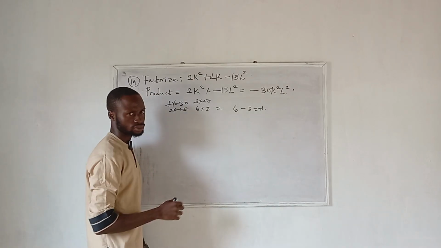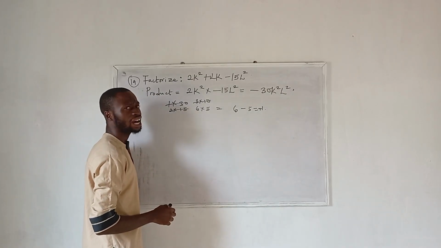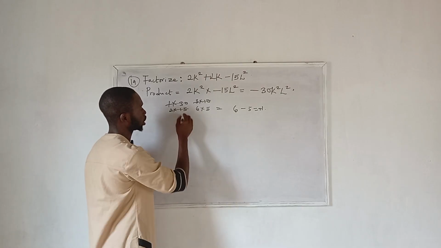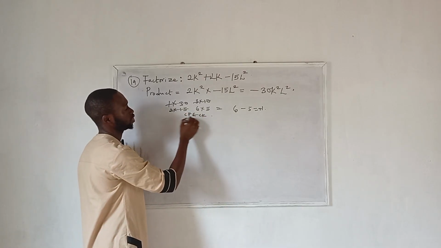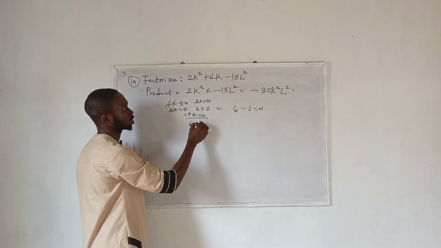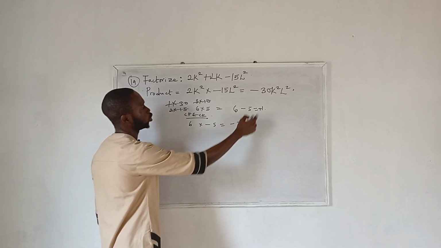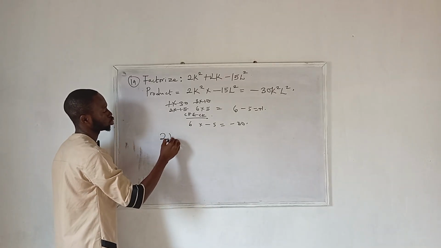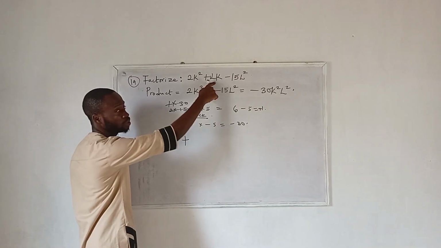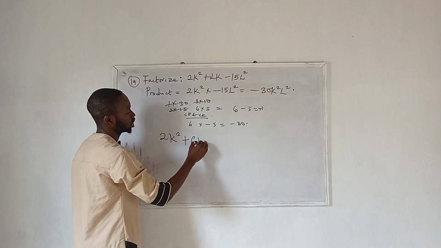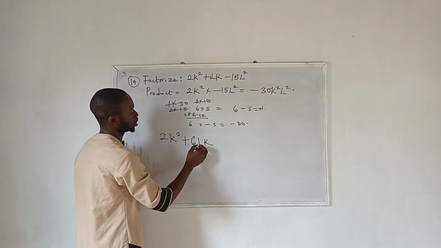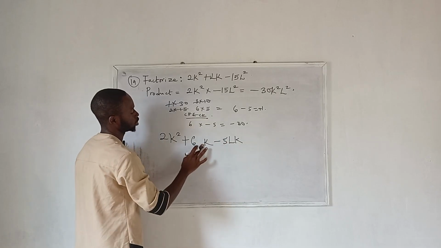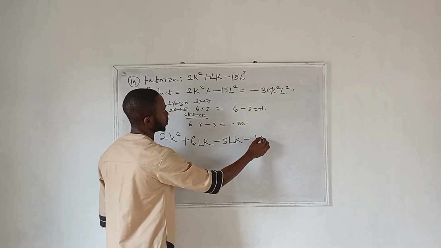I have plus 1. Now, if I have this, I cannot just jump to use the two sums there. I have to still confirm. So what I can do is check if it's correct by multiplying them together. 6 times minus 5, it should give me the coefficient here, minus 30. It worked. So I'll use the sum, then add the variable at the back: 2k squared plus the variable here is lk. So what I'll add at the back is 6lk minus 5lk minus 15l squared.